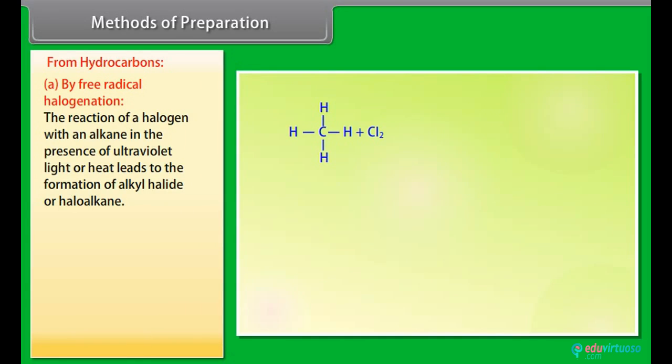By free radical halogenation. The reaction of a halogen with an alkane in the presence of ultraviolet light or heat leads to the formation of alkyl halide or haloalkane.